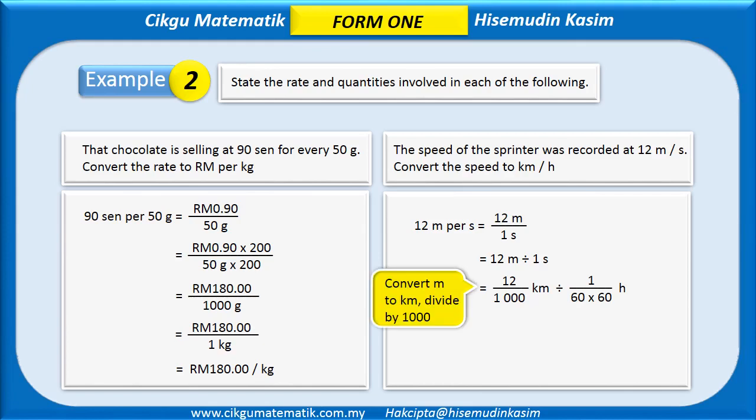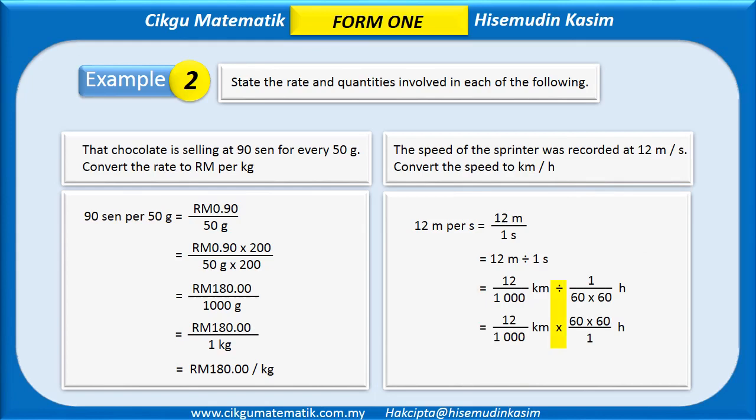Convert m to km: divide by 1000. Convert s to h: divide by 3600 or 60 times 60. Equal to 12 over 1000 km times 60 times 60 over 1 h. Convert the division to multiplication and take the reciprocal, equal to 43.2 km per h.